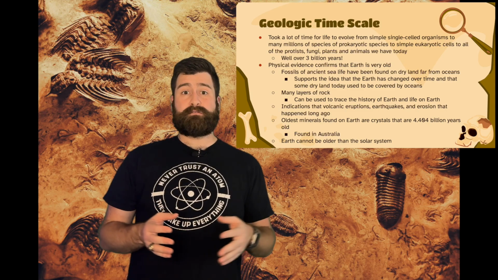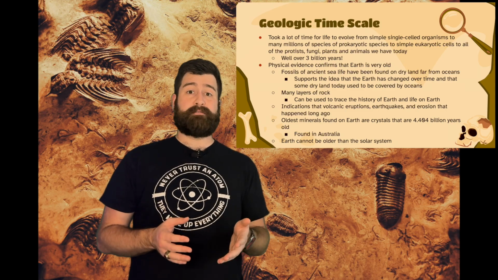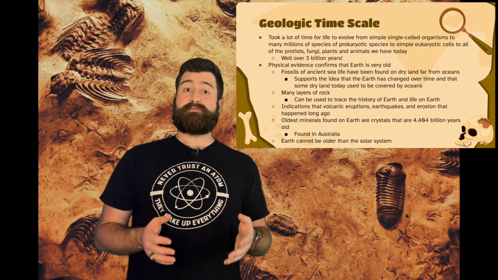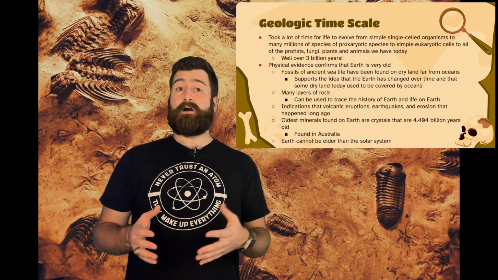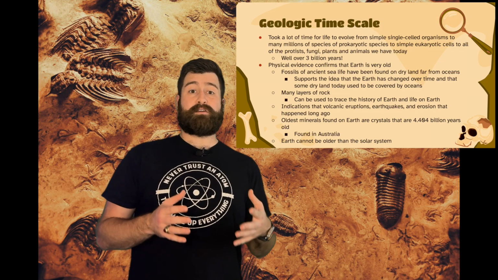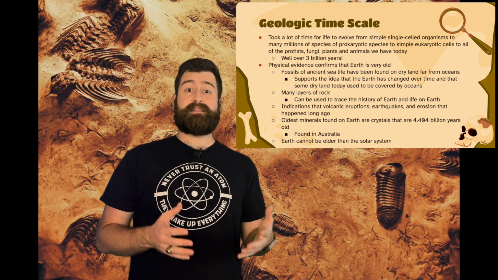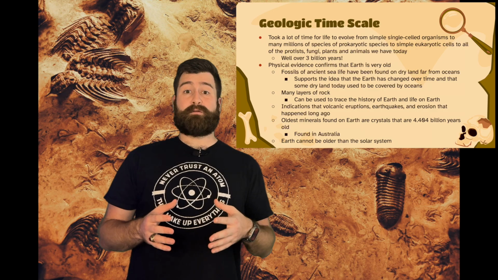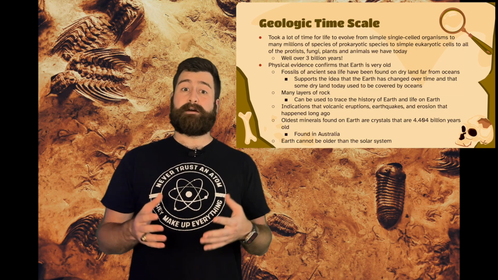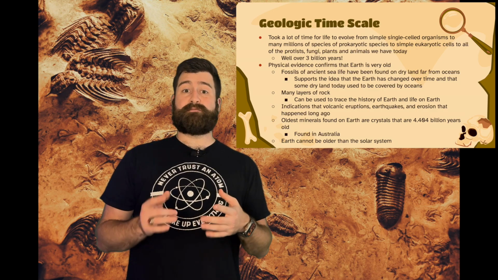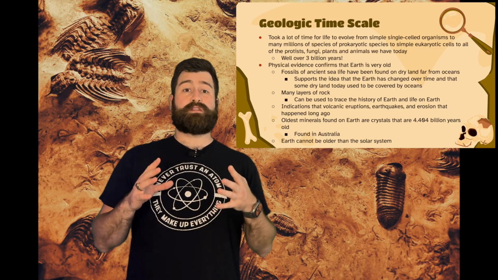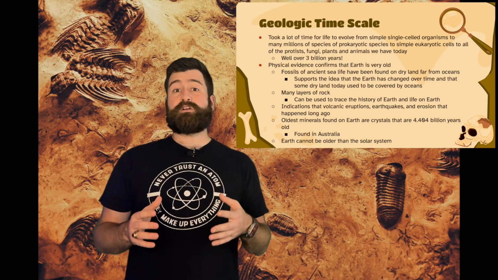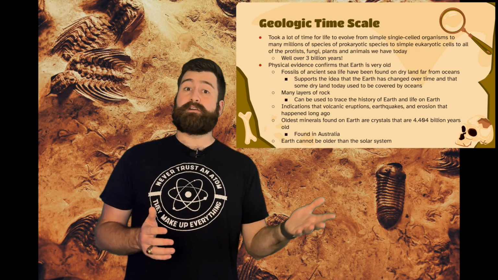Now, as we've talked about, scientists have discovered and studied physical evidence that confirms that Earth is very old. Fossils of ancient sea life have been found on dry land far from oceans, which supports the idea that the Earth has changed over time and that some dry land today used to be covered by oceans. Earth also has many layers of rock which can be used to trace the history of Earth and life on Earth. These rocks show indications of volcanic eruptions, earthquakes, and erosion that happened long ago. The oldest minerals found on Earth are crystals that are 4.404 billion years old, which were discovered in Australia.